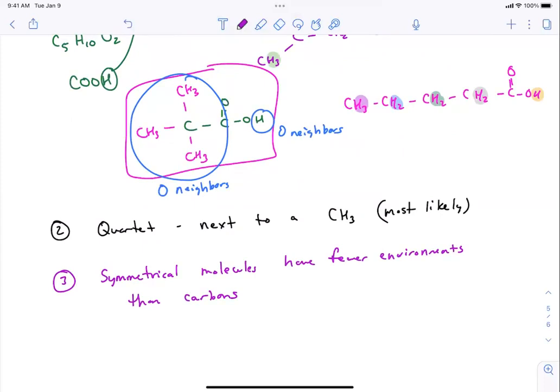So that's another thing that you can think about. It's like, well, I only have two environments, but I have five carbons. Well, it's either perfectly symmetrical or I have branching that makes things the same. And you can't be perfectly symmetrical with a carboxylic acid, so that supports that as well. Okay. Questions?